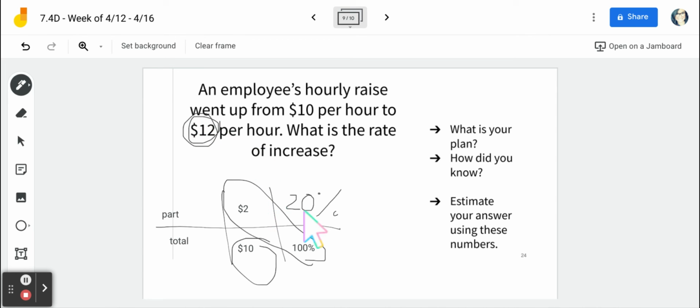Again, to check your work, you could cross multiply these products, cross products, see if they're equal. 20 times 10 is 200. 2 times 100 is also 200. So these are equal. If you finish early, feel free to go to the very last slide on your tutorial slides and you will find some extra practice problems.